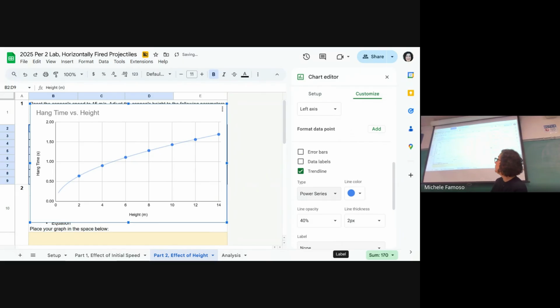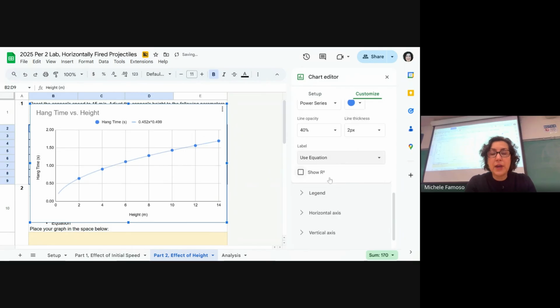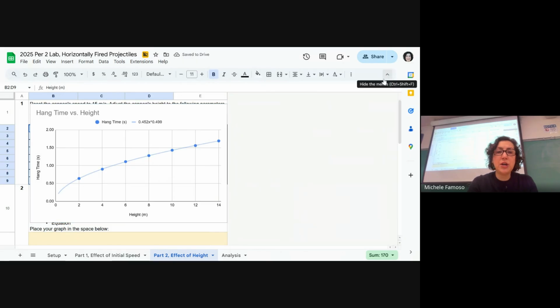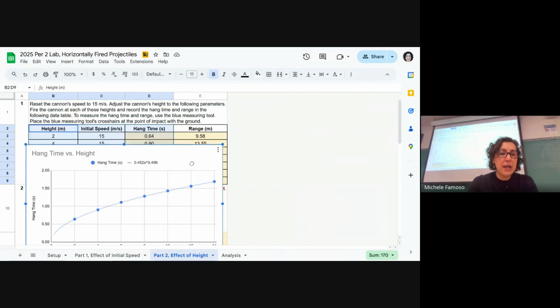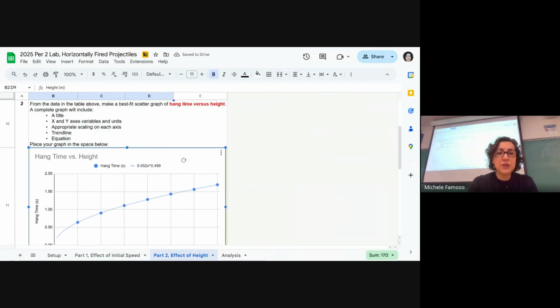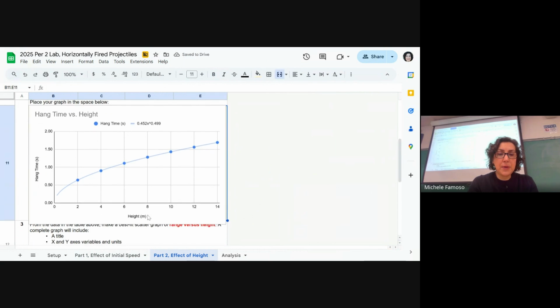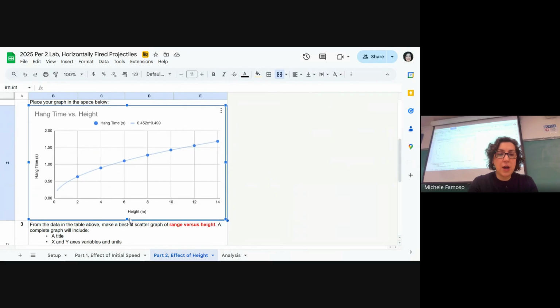That looks beautiful. You see how it's hitting all the points? It's going towards the origin, which makes sense. If you have no height, you're not going to have any time. Let's now go ahead and add the equation for that trend line. We can now close our chart editor, click on the graph, and drag it down into the space for question 2. I'm going to make mine a little smaller so it does not cover up question 3.